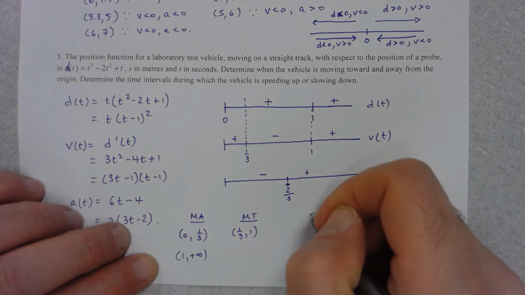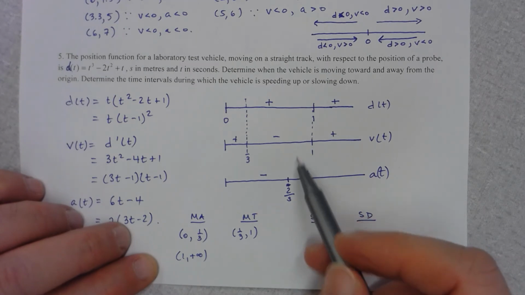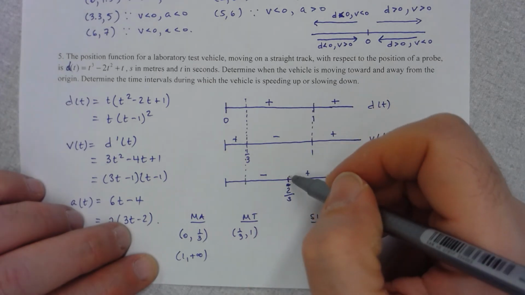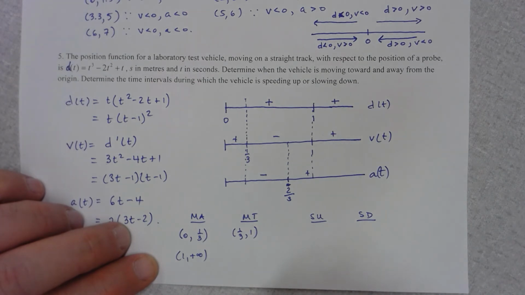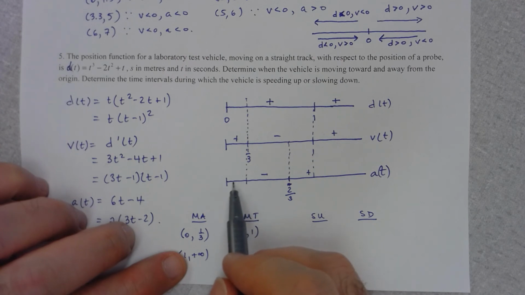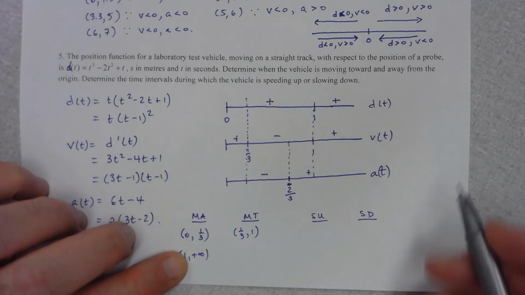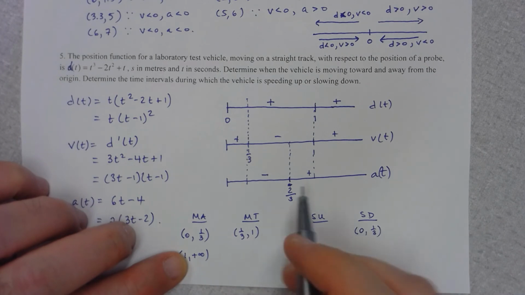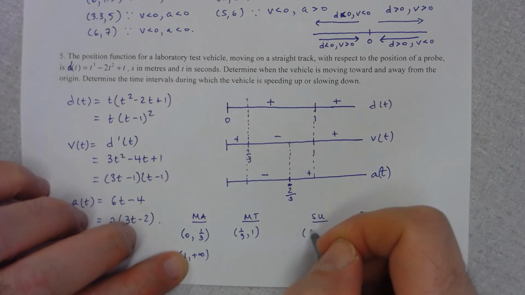Now let's look at speeding up and slowing down. Okay, now I'm focusing in on these 2 lines. So I'll bring this 1/3 down, this 2/3 up. All right, and let's see what's happening here. From 0 to 1/3, well, acceleration is negative, velocity is positive. So opposite, meaning I'm slowing down. So from 0 to 1/3, I'm slowing down. Then from 1/3 to 2/3, both negative, so I'm speeding up.